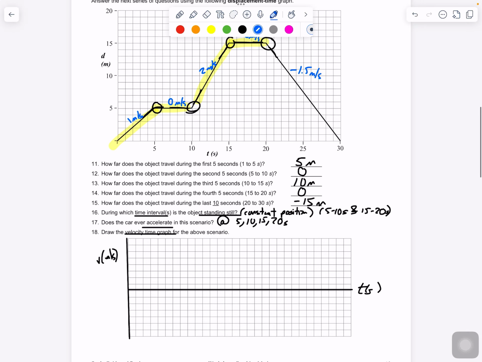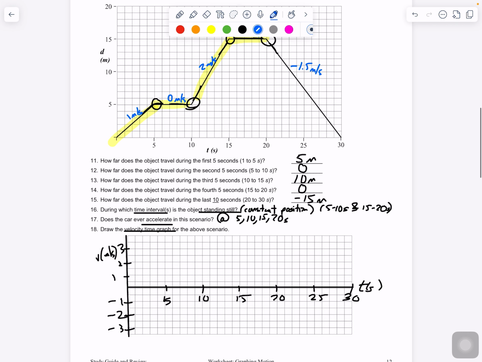So I'm going to plot those. Okay, first I need axes, so use the same time axis, 5, 6, 7, 8, 9, 10, 15, 20, 25, 30. And I can go something to the effect of 1, 2, 3, negative 1, negative 2, negative 3, something like that.